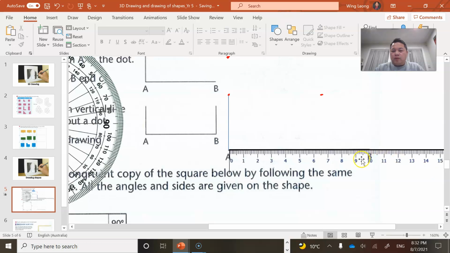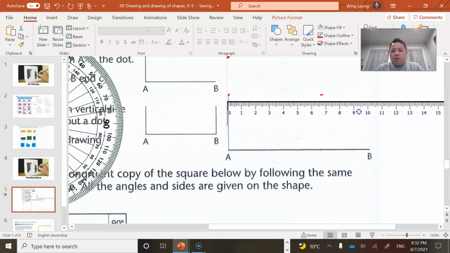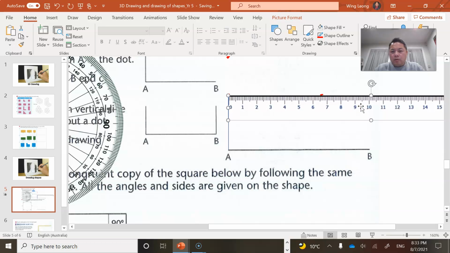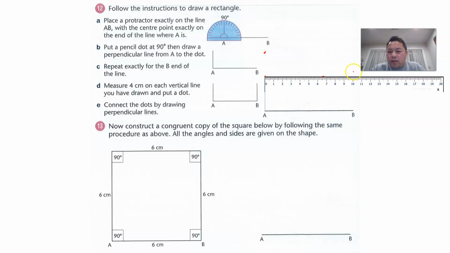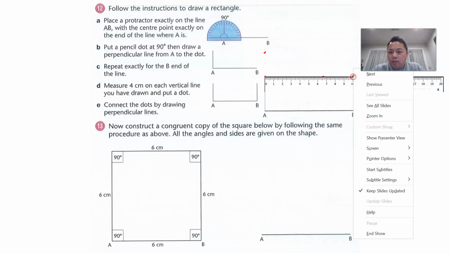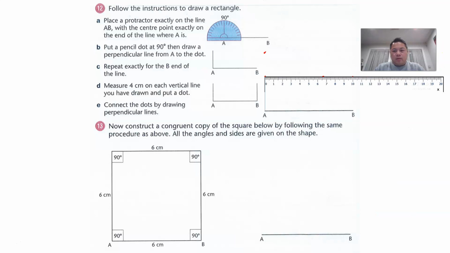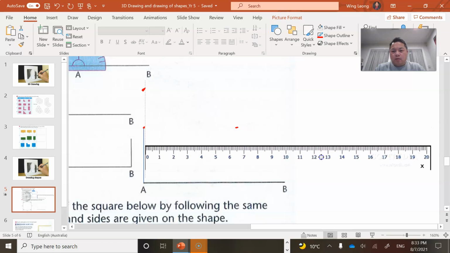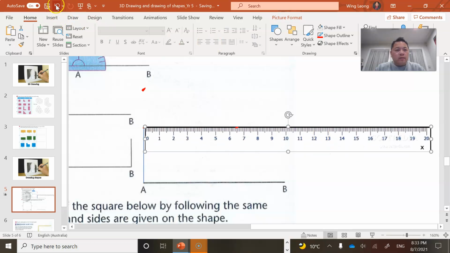So likewise, I move the ruler along, align with that, and it's supposed to be 10 cm again. I put a dot on the 10 cm. Okay, go back again, remove it. Oh, where's the dot?